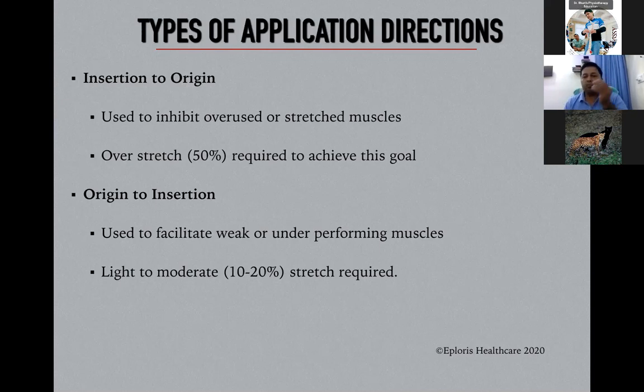Whenever you want to apply the tape for pain relief, muscle facilitation, or spasm, you will apply the tape from origin to insertion, and the stress should not be more than 50%. It should be less than 30%. You can say 30%, 20% or maximum. Is that clear? Where you will apply the tape, from insertion to origin or origin to insertion.